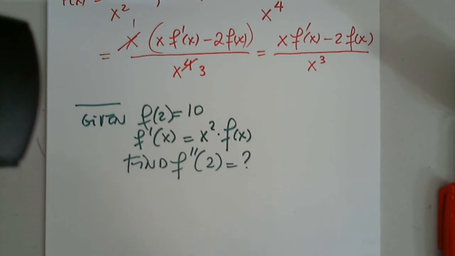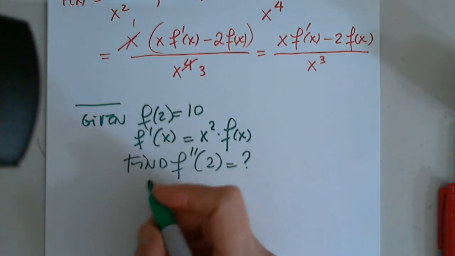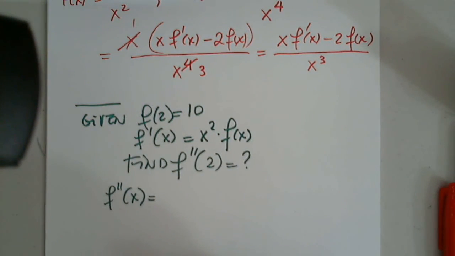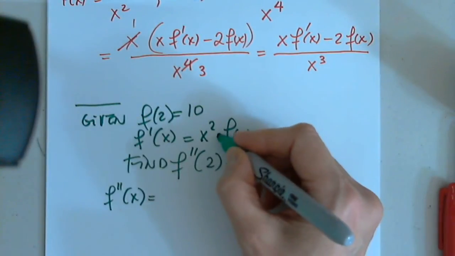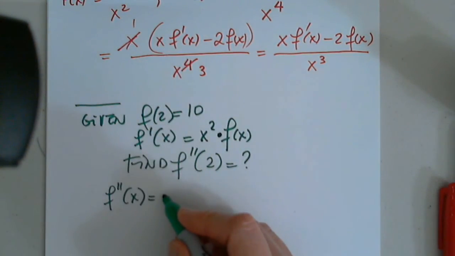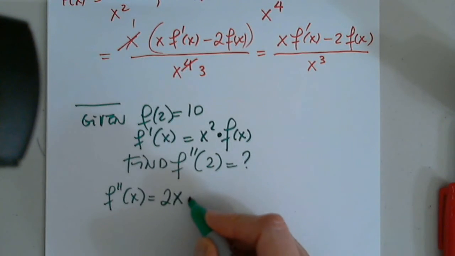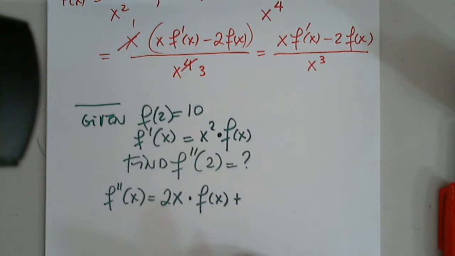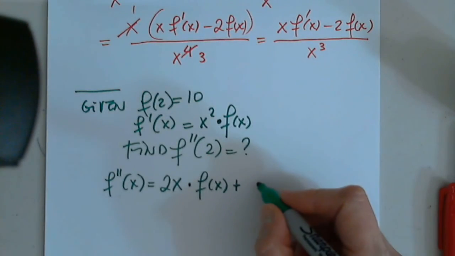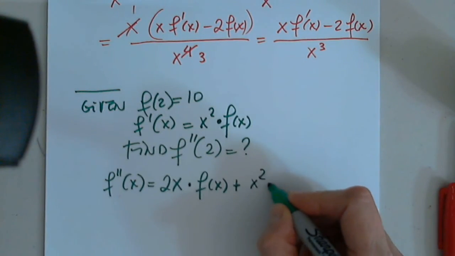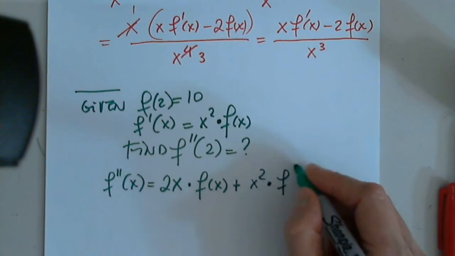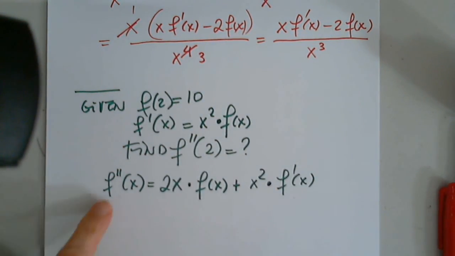Can anyone tell us how to start to find the second derivative for this function? Would it be 2x times f of x? Excellent. Plus x squared times f prime of x. Excellent. Good. So this is the second derivative.